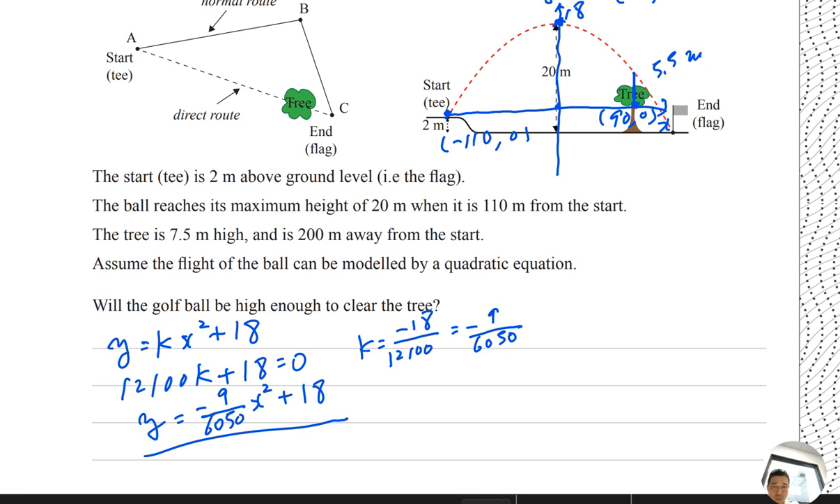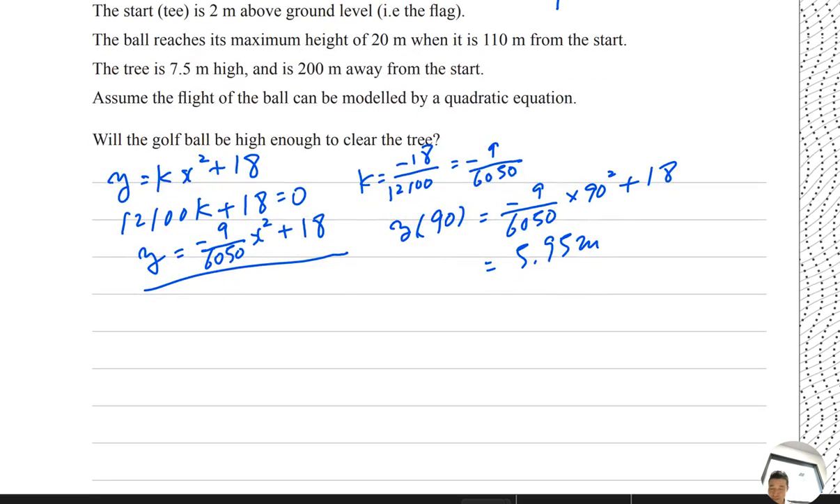So when I plug in, y at x equals 90 is negative 9 over 6,050 times 90 squared plus 18. I calculated this, and it turns out 5.95 meters. What does that mean? It's safe. She can take that risk.